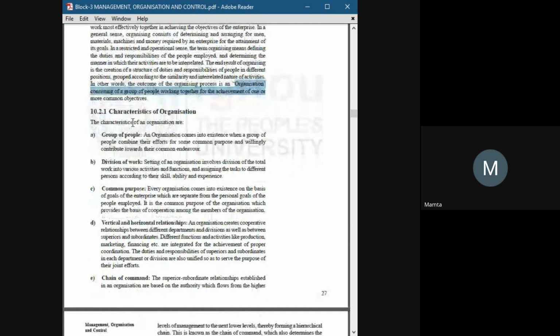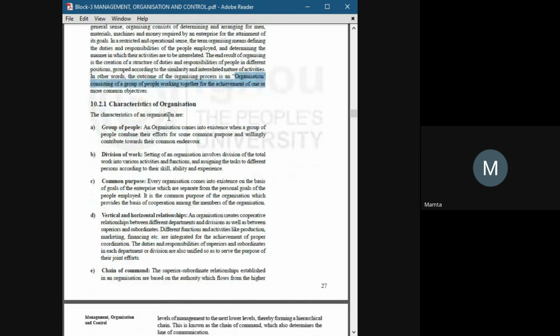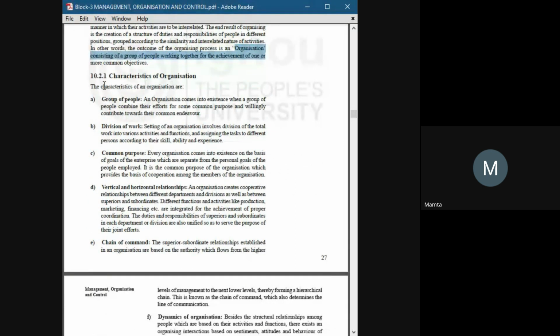Let's read the characteristics of an organization. First one is group of people. An organization comes into existence when a group of people combine their efforts for some common purpose and willingly contribute towards the common endeavor.